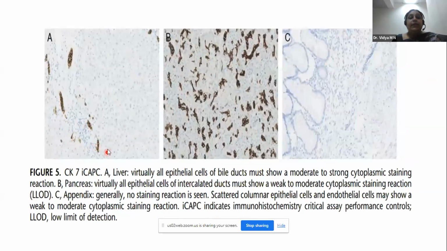We have CK7. Here, the liver is going to show all the bile ducts which take up staining. Then you have pancreas, which has taken up the staining in all the intercalated ducts, whereas your appendix should not show any staining. Please note CK7 is for your upper GI, your lung and your breast, whereas CK20 is for your lower GI. So obviously here appendix should not show any staining for CK7. If appendix shows any staining for CK7, that means there has been either a longer time of retrieval or a longer incubation time of your primary antibody, and you'll need to work on both of these.